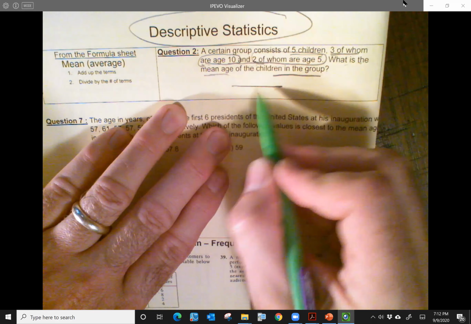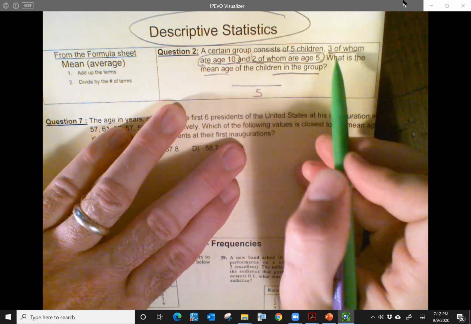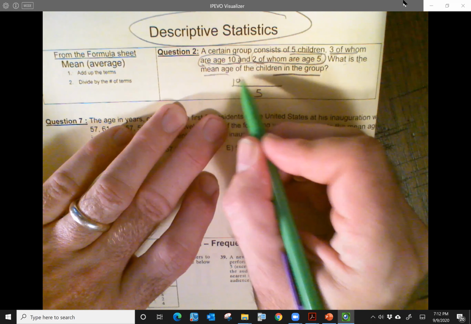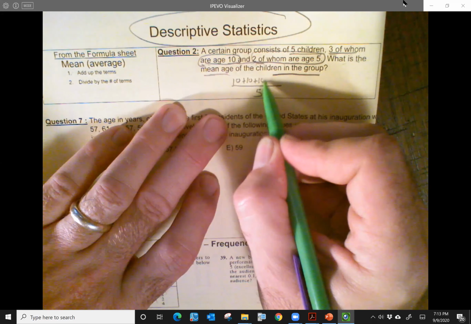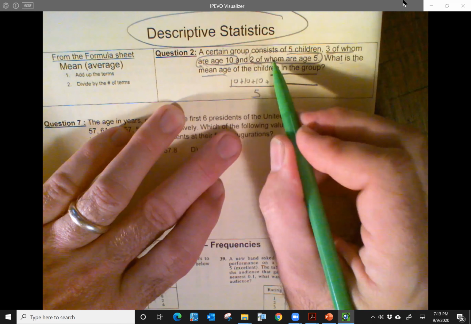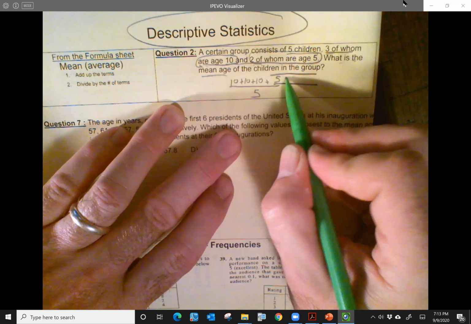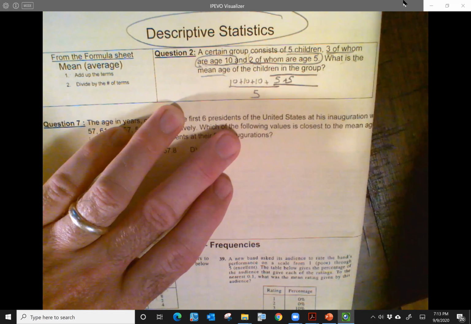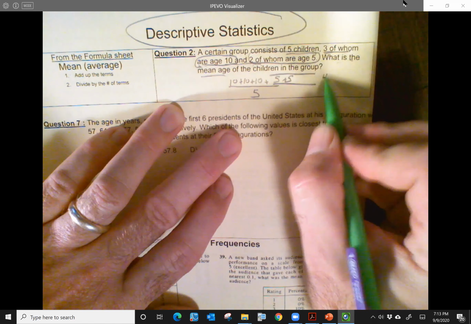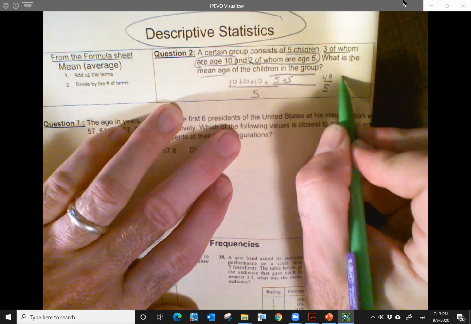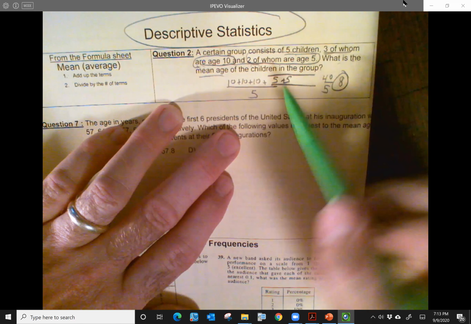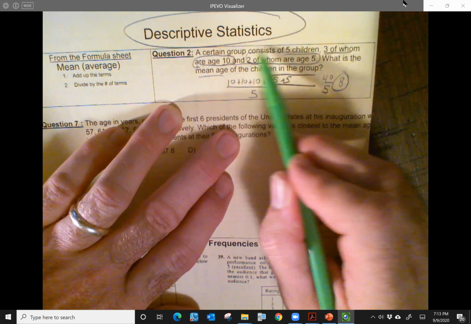Well, we know that there's 5 children, right? It says 3 of whom are age 10, so we've got a 10-year-old, another 10-year-old, and another 10-year-old. And then 2 of whom are age 5, so plus 5, plus 5. I would key this into my calculator, but if I add these up, I get 40 divided by 5, which is 8. The average age is 8. I picked this one because the wording is really weird.